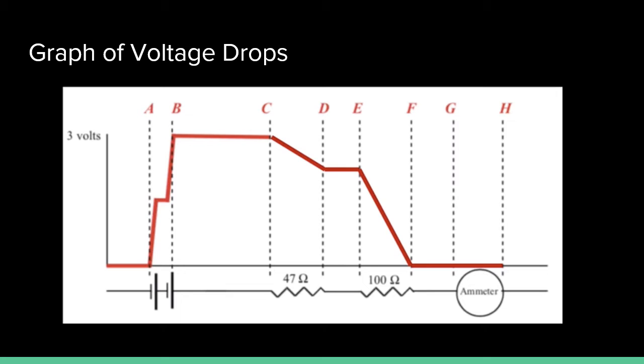So now looking at the graph of our voltage drops, first from A to B, because of the two batteries, it jumps to 1.5 volts and then jumps all the way to 3 volts, and then from B to C it stays constant. From C to D it drops by a little less than 1, and then from D to E it stays constant, and then from E to F it drops a little bit more than 2, and from F through H it stays constant at 0.